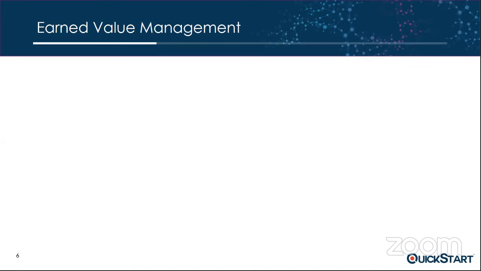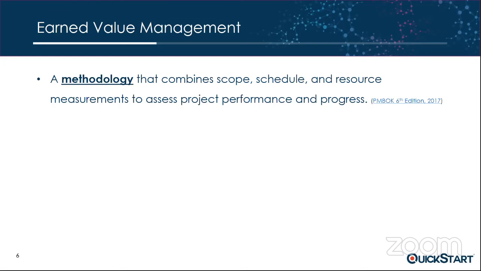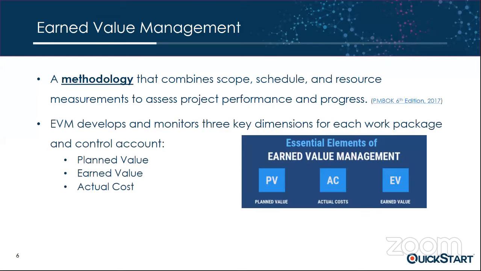So earned value management. What is earned value management? It is a methodology that combines scope, schedule, and resource measurements to assess project performance and progress. You'll notice I put the reference there. This definition is coming directly from the 6th edition of PMBOK, published in 2017. So you can find this definition within there. EVM, Earned Value Management for short, EVM.